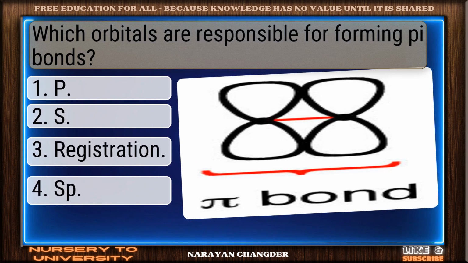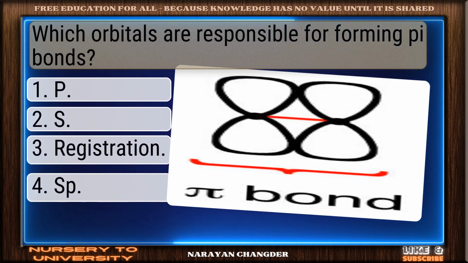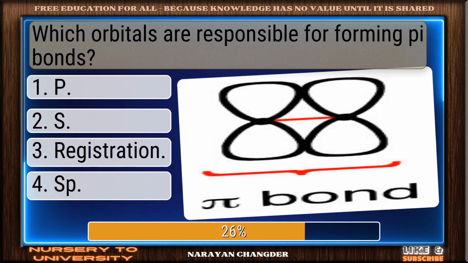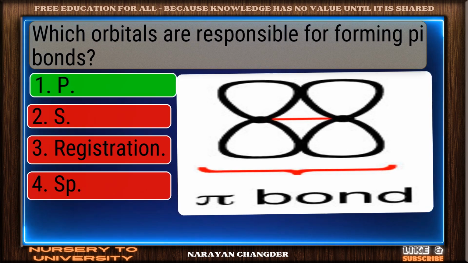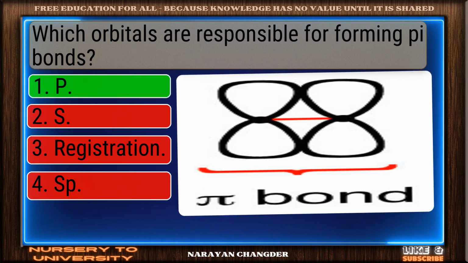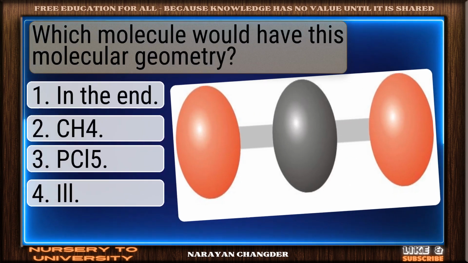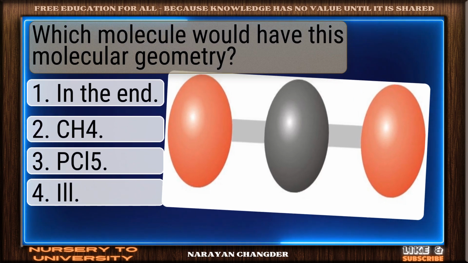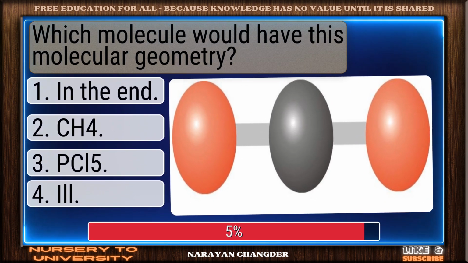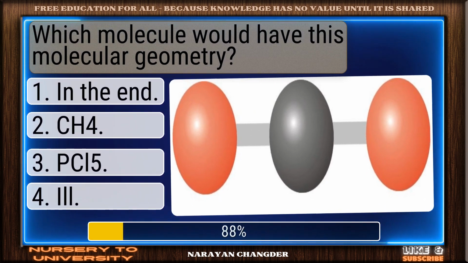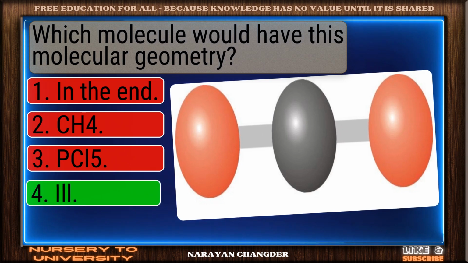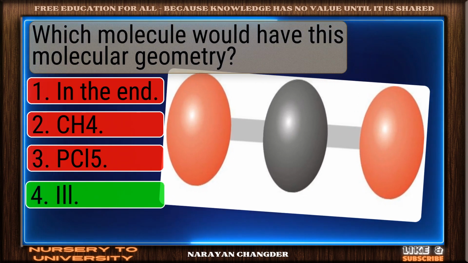Which orbitals are responsible for forming pi bonds? You chose p, and it is correct. Which molecule would have this molecular geometry? Right choice. It is the best answer.